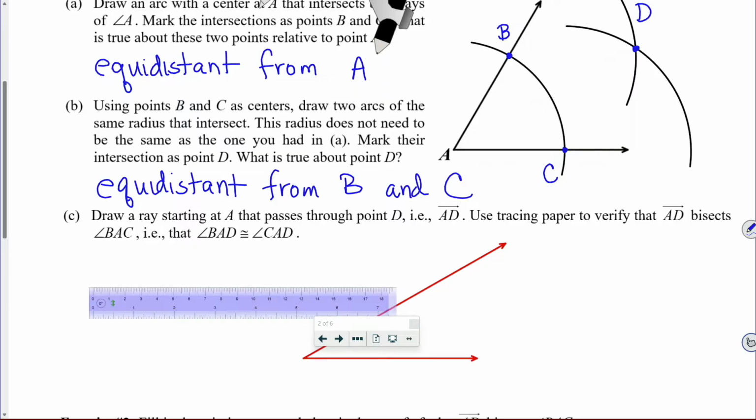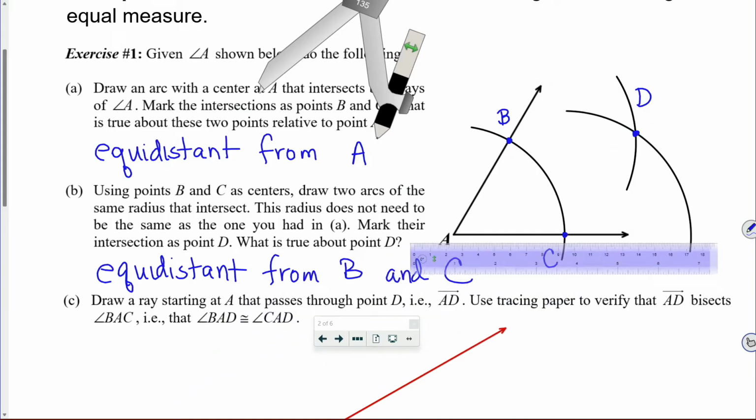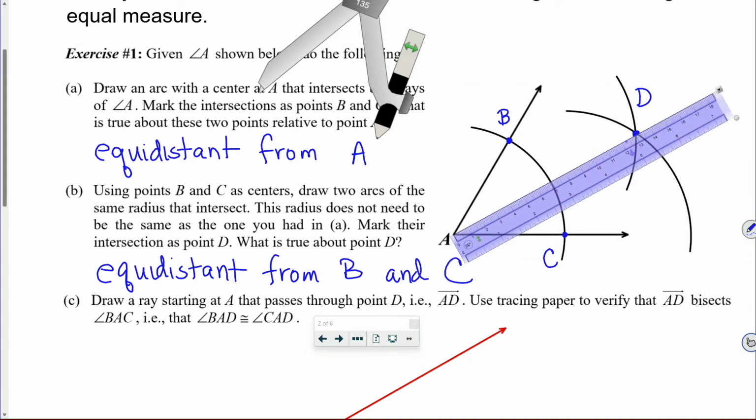Now, letter C. Draw a ray starting at A that passes through point D, i.e. ray AD. Use tracing paper to verify that AD bisects angle BAC, i.e. that angle BAD is congruent to angle CAD. All right, so the final thing to finish our angle bisector construction is we're going to bring our straight edge up and we're simply going to draw a ray that goes through A and goes through that intersection point.